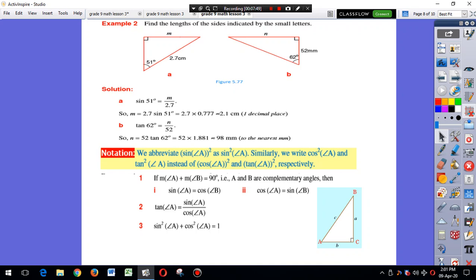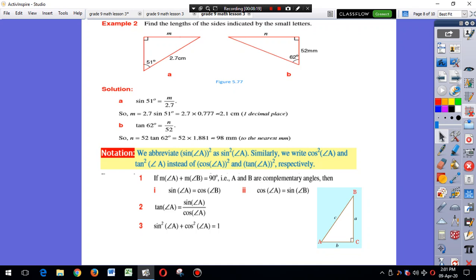Let's come to the second question. In the second question, we are looking for the opposite side and the adjacent is given. If you have opposite and adjacent, this will lead us to the trigonometric ratio of tan. Tan 62 degrees equals opposite over adjacent. The opposite is n and the adjacent is 52.